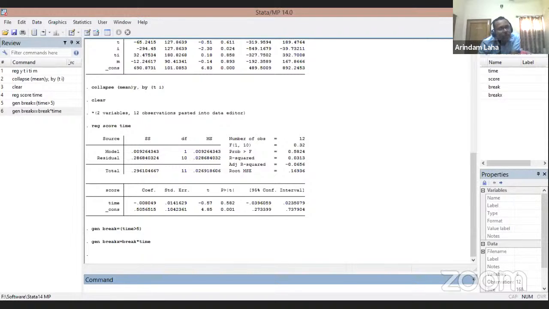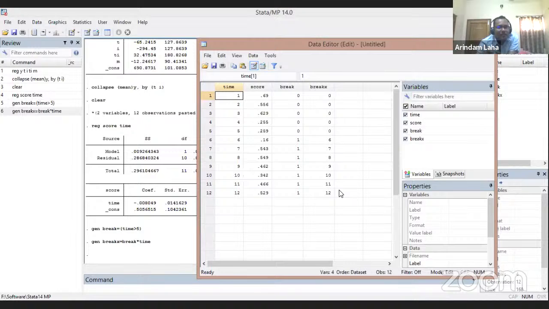So they have given you one additional variable. Break into x, just multiply, break into time. This is the new variable, break x. So just multiply 0 into 1, 0 into 2. In this way, they have multiplied. Now you have to do the interaction.